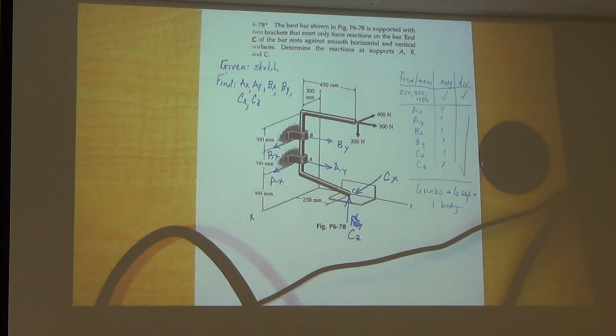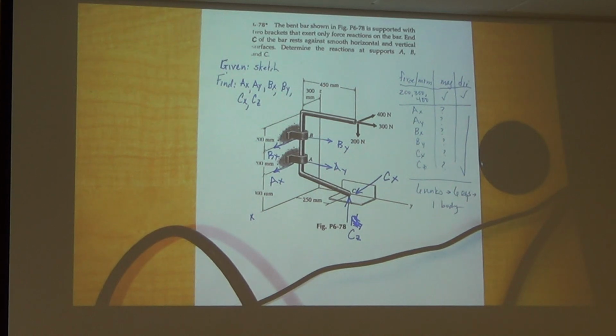How about CZ? Yeah. Okay, let's look at the sum of the moments about Y. Okay, Brandon. Sum of the moments about the y-axis. Does CZ create a moment about the y? No. Why? Because it intersects. How about CX? No. Why? Because it intersects. Okay, how about AY, BY? No, because it's parallel.